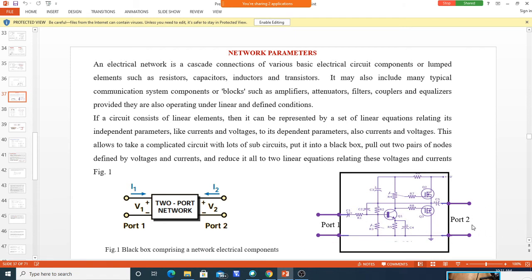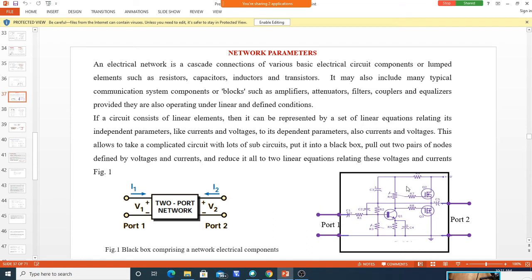The expected output must come depending on the input, that is what we want. At low frequency, for example, this amplifier may have a gain equal to 10. We are applying an input here, for example 1 volt.